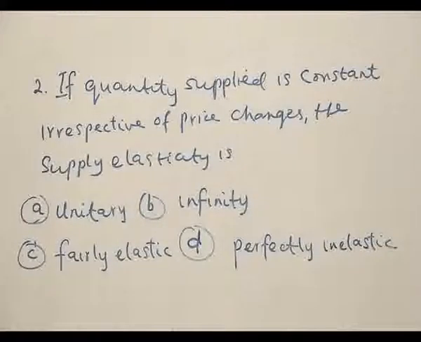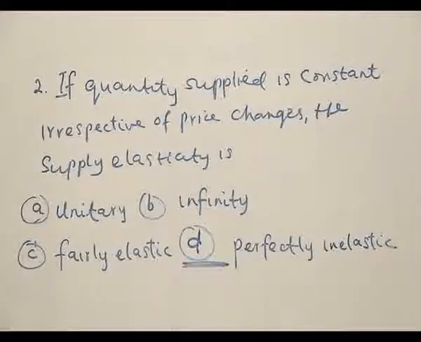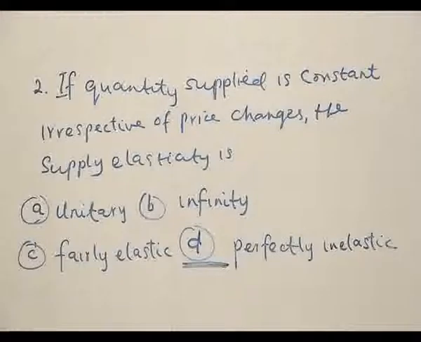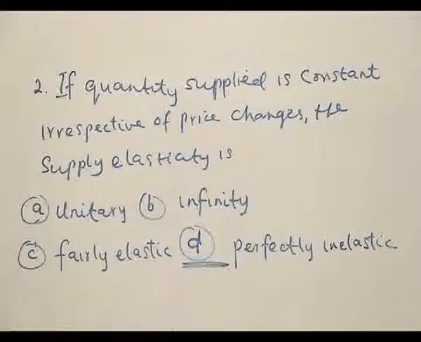Question 2. If quantity supplied is constant irrespective of price changes, the supply elasticity is A. Unitary, B. Infinity, C. Fairly elastic, D. Perfectly inelastic. The right answer is perfectly inelastic. Because it talks about a constant quantity supplied with changes in prices, but the others are not. Unitary has to do with change in prices that will lead to change in quantity supplied. Likewise, infinity, and likewise, fairly elastic.